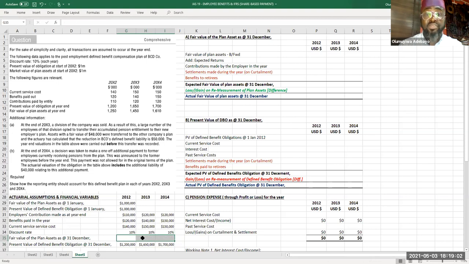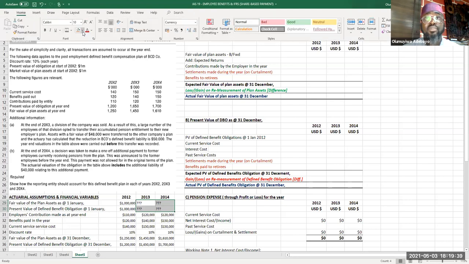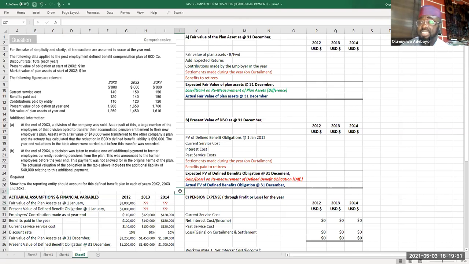While for the asset, the fair value based on portfolio valuation was $1,250,000 in year one, $1,450,000 in year two, and $1,610,000 in year three. Now, I'll put a question mark here because these other ones were not given to us. Who can vividly tell me how we can get all this within this question mark in red? How do you get it if you have sound understanding of accounting, finance, and bringing balance from last year to this year? What would have been our value because we're not given it expressly?